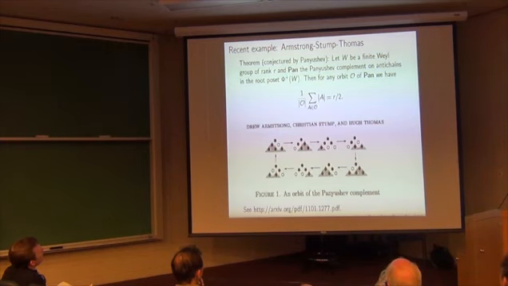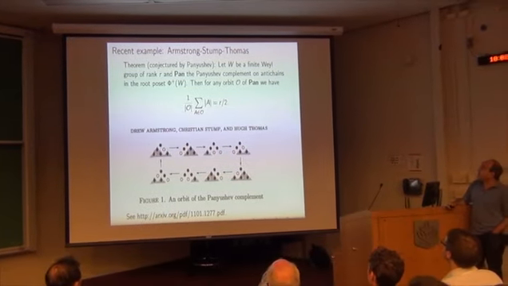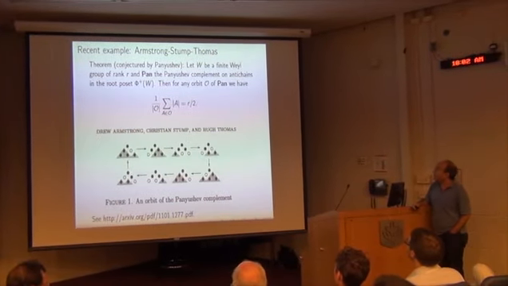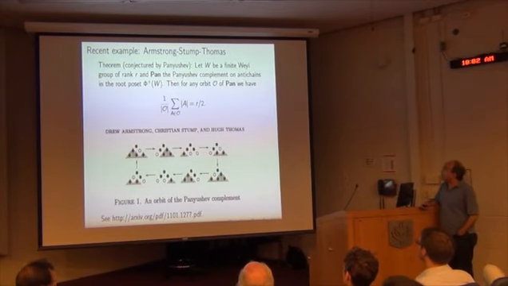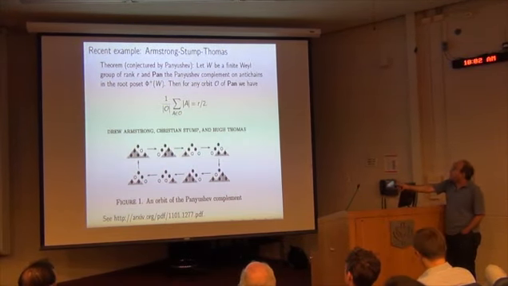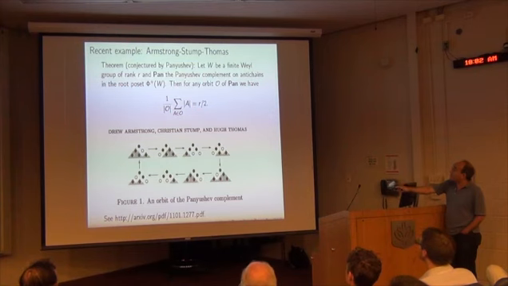Let W be a finite Coxeter group of rank r, and the Panyushev complement, whatever that is, in the chains in the root poset of W, whatever that is. Then, for any orbit of the Panyushev map, we have this formula. So here we're taking a sum over all antichains in orbit O of something and dividing it by the cardinality of the orbit. So this is just the average of the cardinality of A.